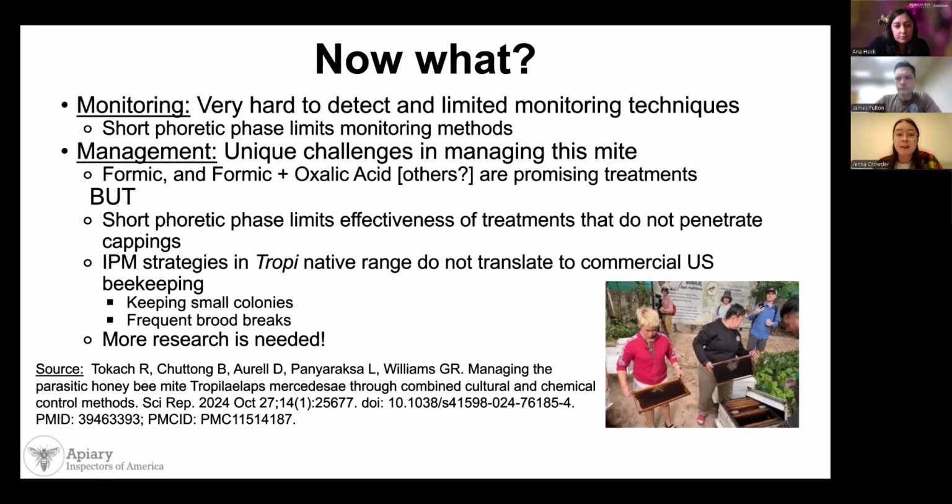There are also integrated pest management strategies that are utilized in the tropy's native range, such as keeping small colonies and doing frequent brood breaks, but those strategies likely would not translate well to commercial U.S. beekeeping, which is another challenge with tropy. The long and short of it is that more research is needed for monitoring methods to control this mite.